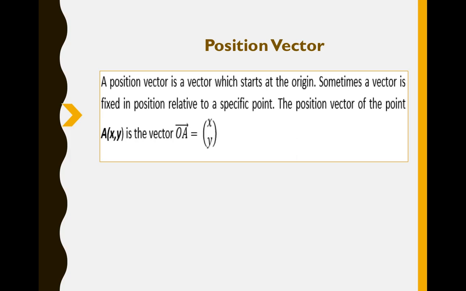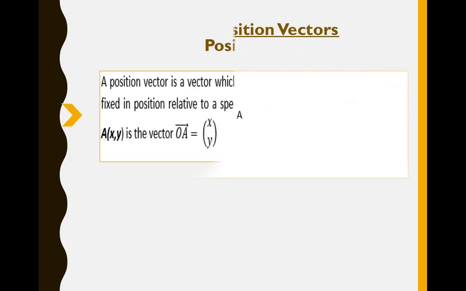Now, students, consider the position vector of the point A. Here the coordinates of A are x and y. So what are the components of vector OA? The x component will be x, and the y component will be y, corresponding to the values given. So the position vector OA gives the position of A relative to the origin O.